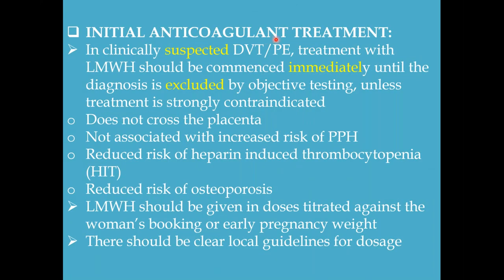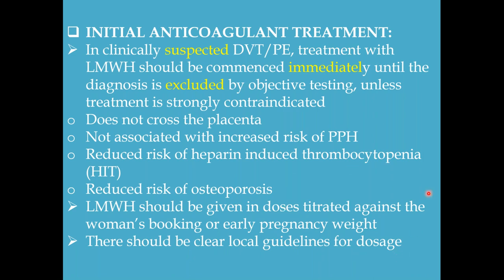For the initial anticoagulant treatment in clinically suspected DVT, VTE, or PE, treatment with low molecular weight heparin should be commenced immediately until the diagnosis is excluded by objective testing, unless treatment is strongly contraindicated. Low molecular weight heparin should be given in a dose titrated against the woman's booking or early pregnancy weight. There should be clear local guidelines for this.